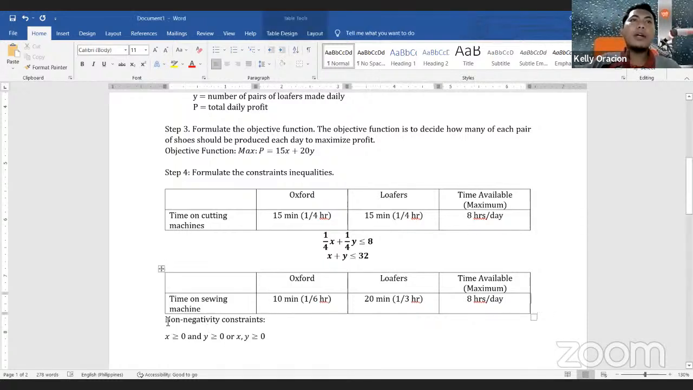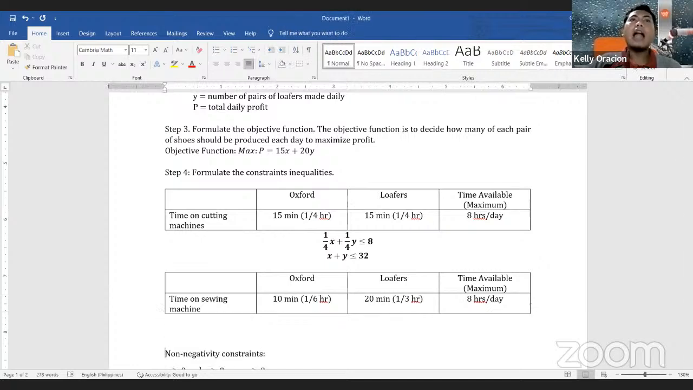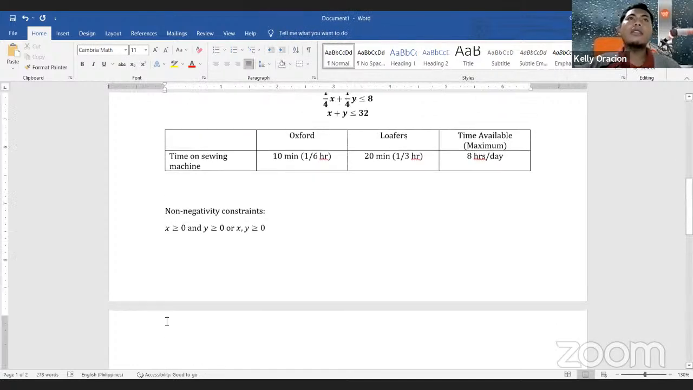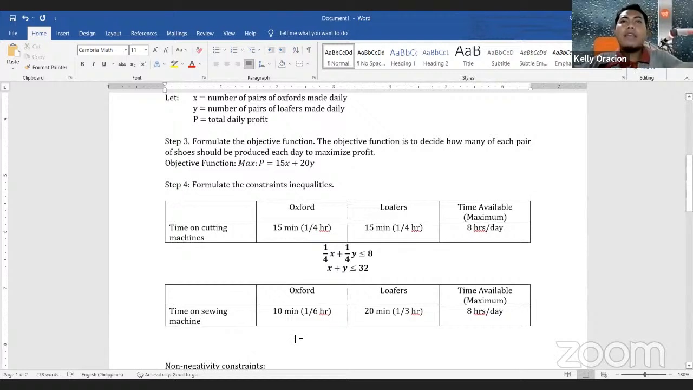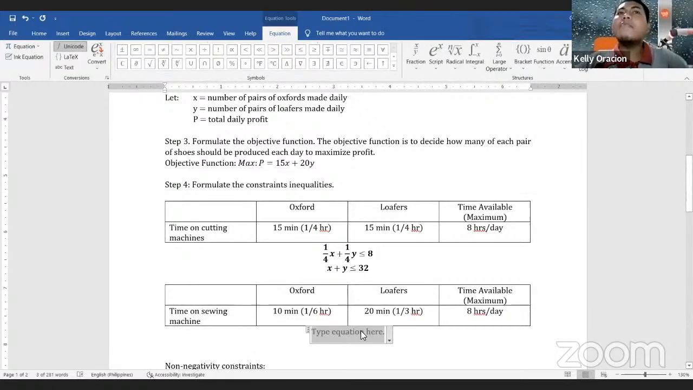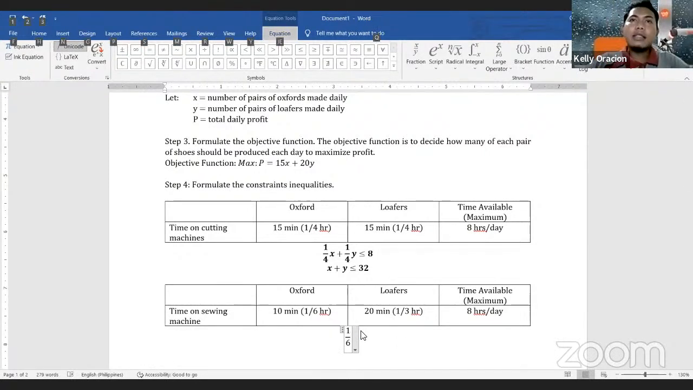Now let's proceed to another constraint. Another constraint we have here. So 10 minutes is 1/6 X plus 1/3 Y less than or equal to 8.